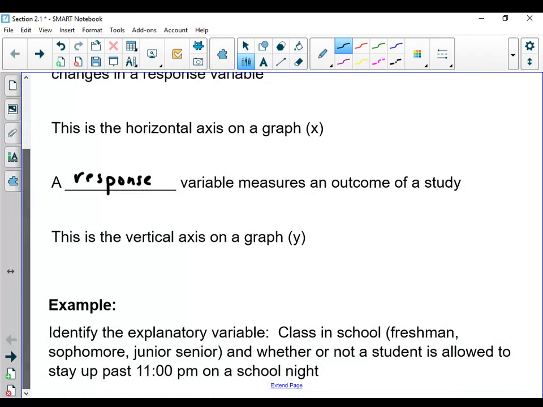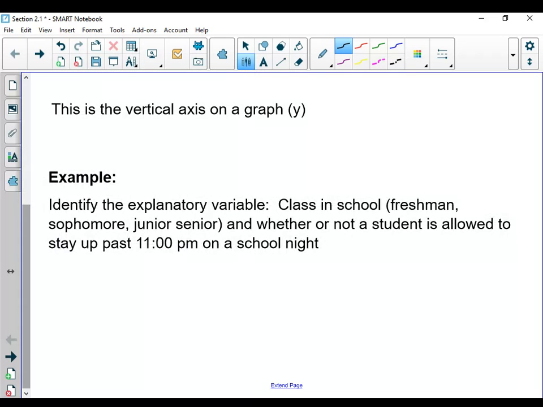So let's say I gave you this situation, and we were going to try to pick out, well, what is the explanatory in this situation? In other words, what would affect the other? The two variables I'd be focusing on: I took a survey, and within the survey, I kept track of what class in school the person was. So were they a freshman, a sophomore, etc. And then I asked whether or not they were allowed to stay up past 11 on a school night. Which of these two things do you think would affect the other one?